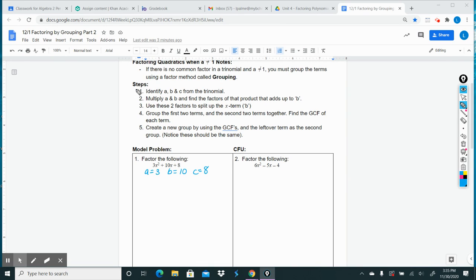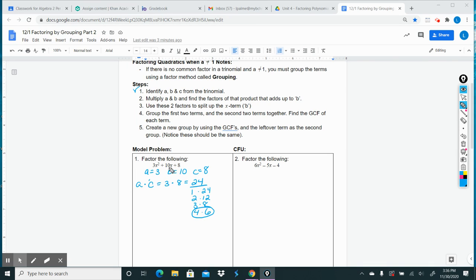So step number 1 is done. Then we're going to multiply a and c and find the factors of that product that add up to b. So a times c is 3 times 8, which is 24. Now, what are my factors of 24 that add up to 10? It's a positive 10, so I know both of my factors need to be the same sign. So here are all my factors of 24, and the only pair that adds up to 10 is 4 and 6.